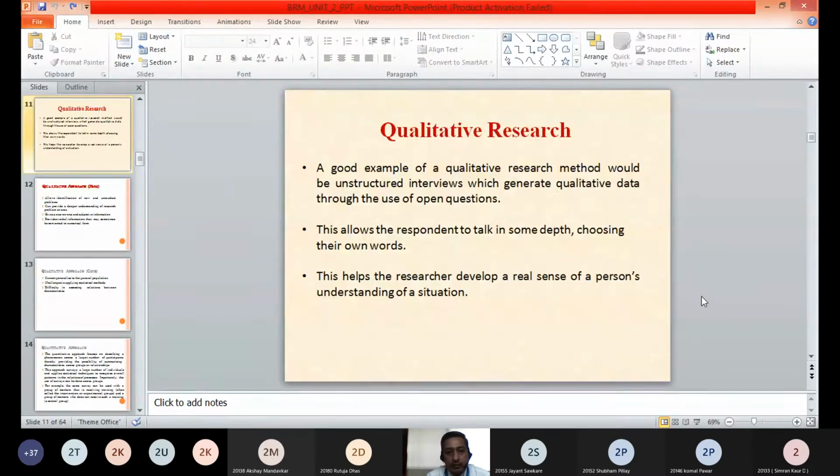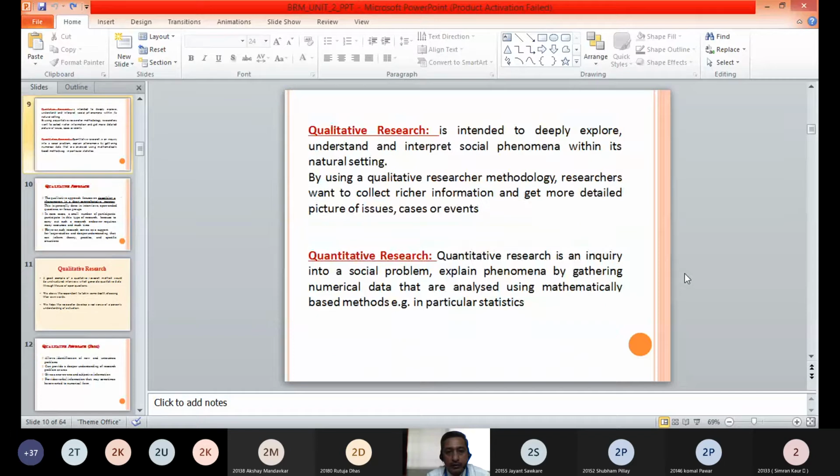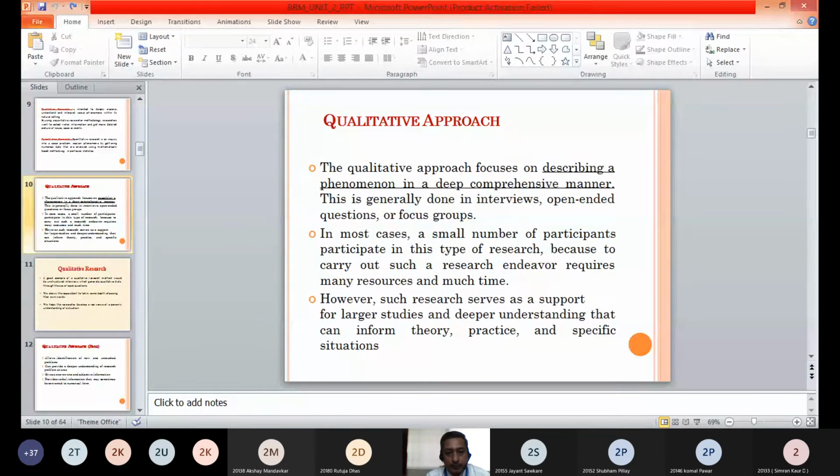Have you understood the different pros and cons, that is advantages, disadvantages of qualitative approach? Is it clear? Yes, sir. Yes, sir. Yes, sir.